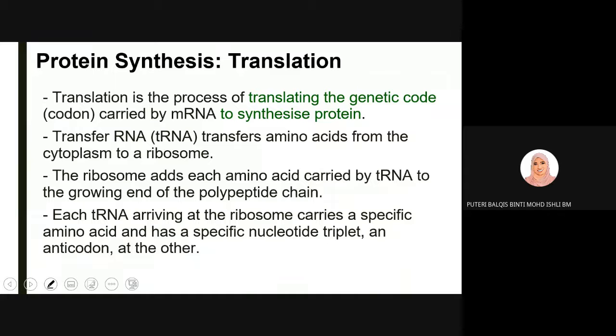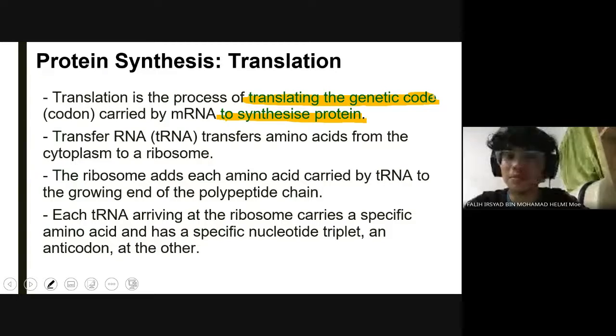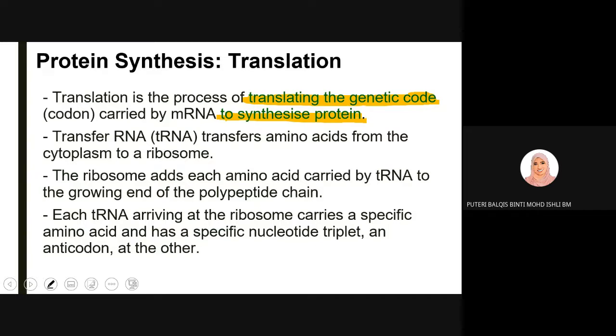We have finished the transcription process. We move on to the next process, which is translation. Translation is translating the genetic code. We're going to translate the genetic code carried by mRNA to synthesize protein. Have you ever used Google Translate? The concept is that we want to translate a language we don't understand, for example French, into Malay or English.